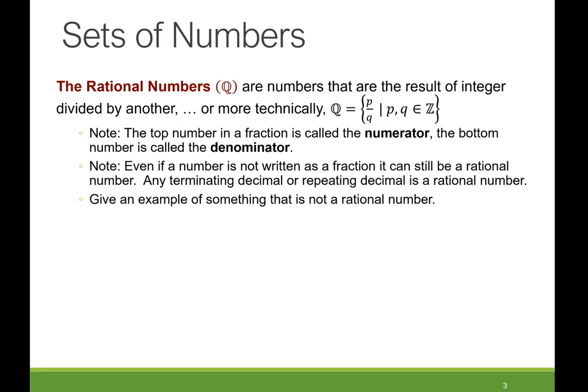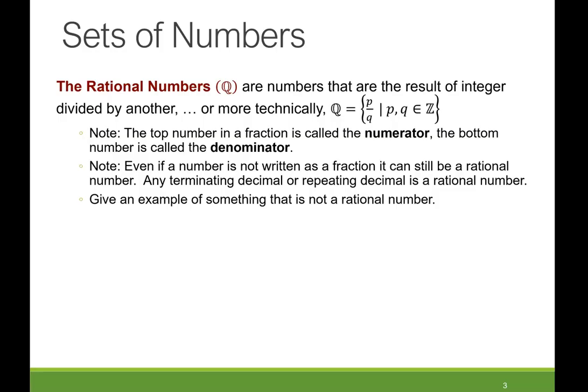So essentially, rational numbers are anything that you can write as a fraction of integers. For example, 7. Is this a fraction? No. Can you write it as a fraction? Yes, you could just make it 7 over 1. So is it a rational number?